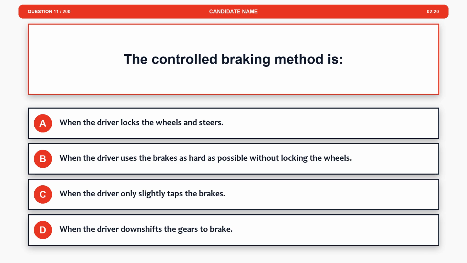Question 11. The controlled braking method is option A. When the driver locks the wheels and steers. Option B. When the driver uses the brakes as hard as possible without locking the wheels. Option C. When the driver only slightly taps the brakes. Option D. When the driver downshifts the gears to brake.